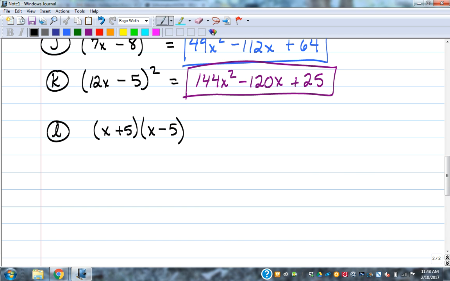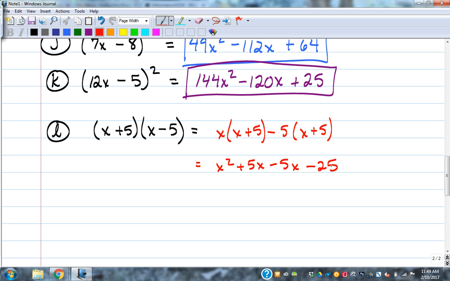So I want to distribute x plus 5 to both of those. It'd be x times x plus 5 minus 5 times x plus 5. So that's going to be x squared plus 5x minus 5x minus 25. And then what do we do next? We've got like terms here in the middle. What happens to them? They cancel each other out. One's a plus 5x, one's a minus 5x, so they're gone. And you've got x squared minus 25.